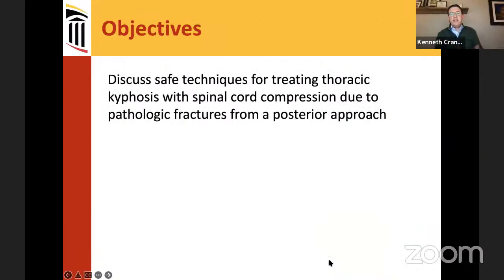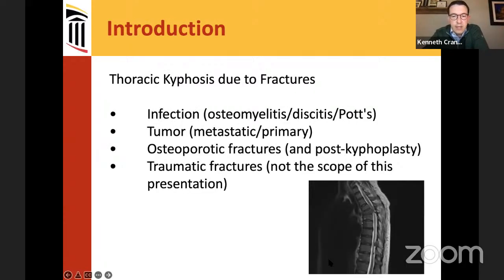So my objective tonight is essentially to talk about some safe techniques for treating thoracic kyphosis with spinal cord compression due to pathologic fractures, primarily from a posterior approach. And there's many different reasons why people can develop a thoracic kyphosis due to fractures. From a pathologic standpoint, we have infections such as osteomyelitis, discitis, and Pott's disease, which is, of course, more common in the developing world. Tumors such as metastatic and primary tumors, osteoporotic fractures, which aren't necessarily pathologic, but also play a role here.